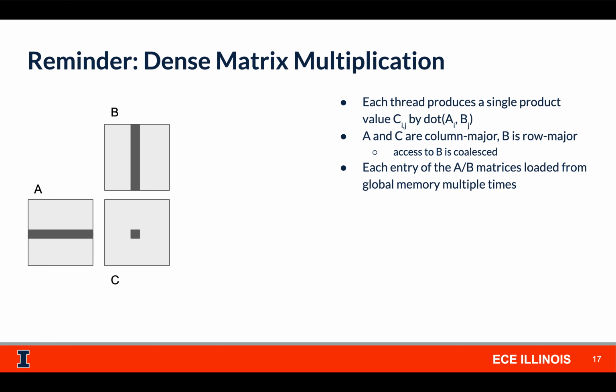Okay, so as a reminder, we're going to use dense matrix multiplication as an example. In this example, we're trying to multiply matrices A and B to produce C. And on the left, I've highlighted the row and the column that correspond to a particular output of C. So we dot row I with column J to produce value I, J in C.